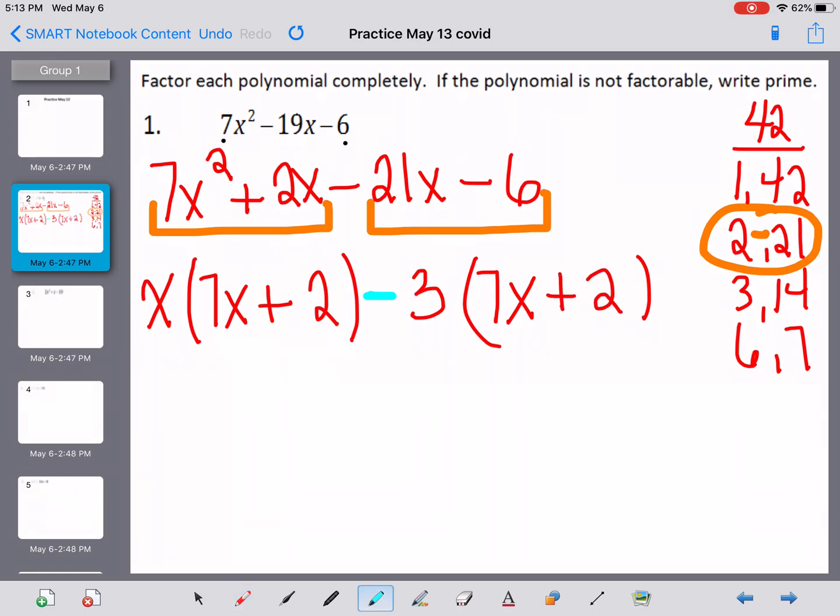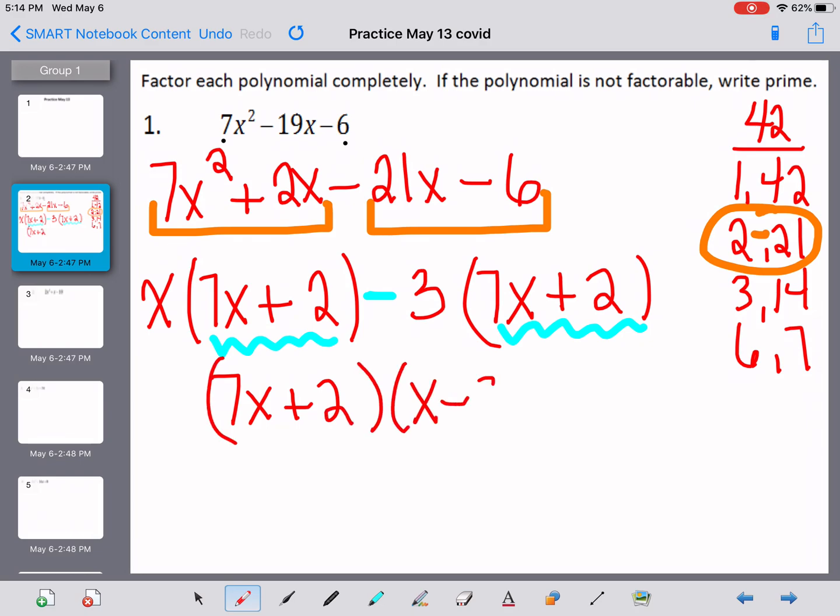Ultimately, what we're trying to do is get this parentheses and this parentheses to be the same. And they are now. And then we can finish factoring. 7x plus 2 times x minus 3.